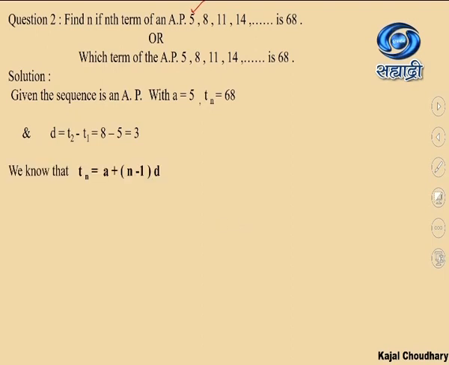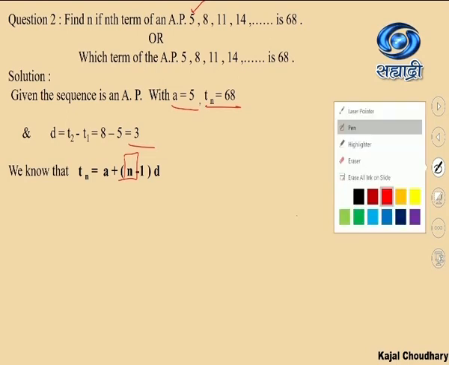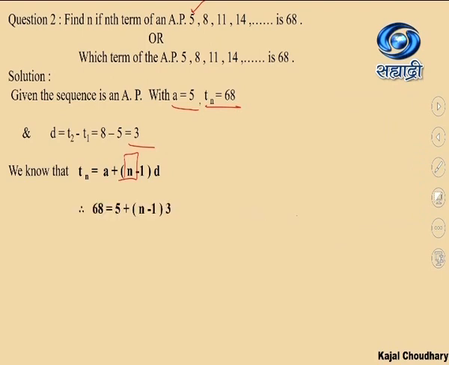We know that Tn is equal to A plus (n minus 1)D. Now, you have certain values. We have Tn, we have A, and we have D. But we do not have the value of n. So, what we are going to do is just substitute the values. Tn will be replaced by 68. A will be replaced by 5 and D will be replaced by 3. Now, you know how to solve the equation. 68 is equal to 5 plus 3n minus 3. So, minus 3 plus 5, that is plus 2.